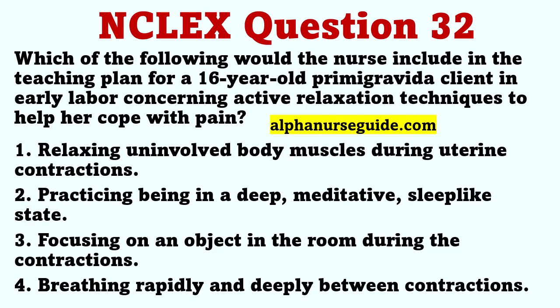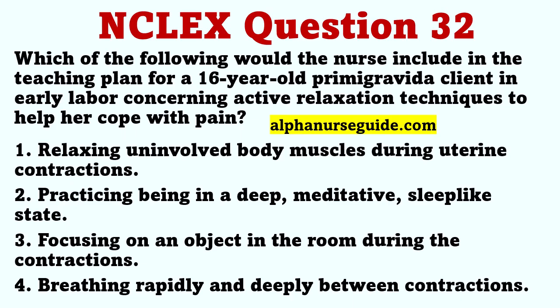Which of the following would the nurse include in the teaching plan for a 16-year-old prima gravida client in early labor concerning active relaxation techniques to help her cope with pain? 1. Relaxing uninvolved body muscles during uterine contractions. 2. Practicing being in a deep meditative, sleep-like state. 3. Focusing on an object in a room during contractions. 4. Breathing rapidly and deeply between contractions.